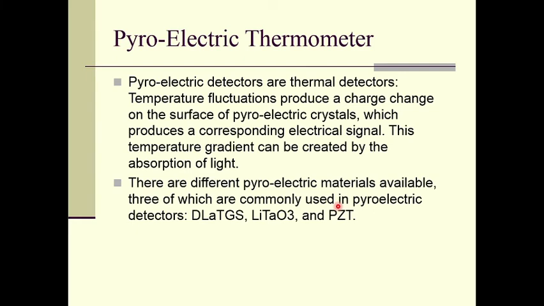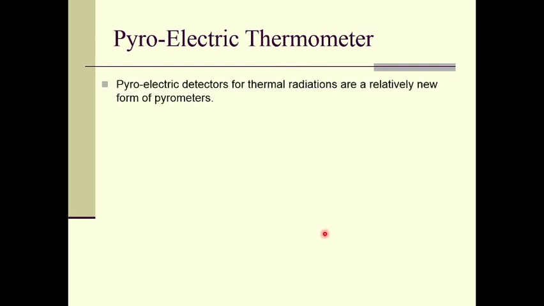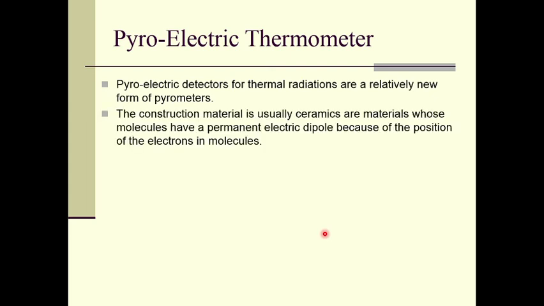So there are different types of pyroelectric materials available. Three of which are commonly used in pyroelectric detectors are DLA-TGS, then LiTaO3 and PZT, right? So these are the materials. Pyroelectric detectors for thermal radiation are a relatively new form of pyrometers. The construction material is usually ceramics or materials whose molecules have a permanent electric dipole moment because of the position of the electrons in molecules.